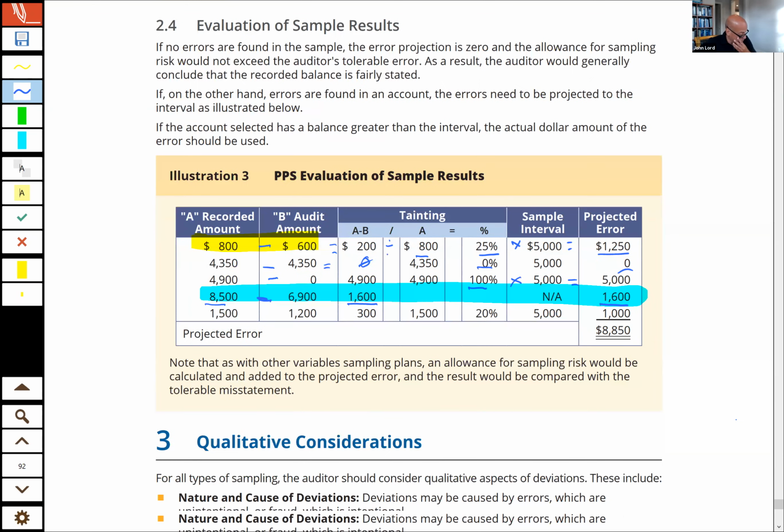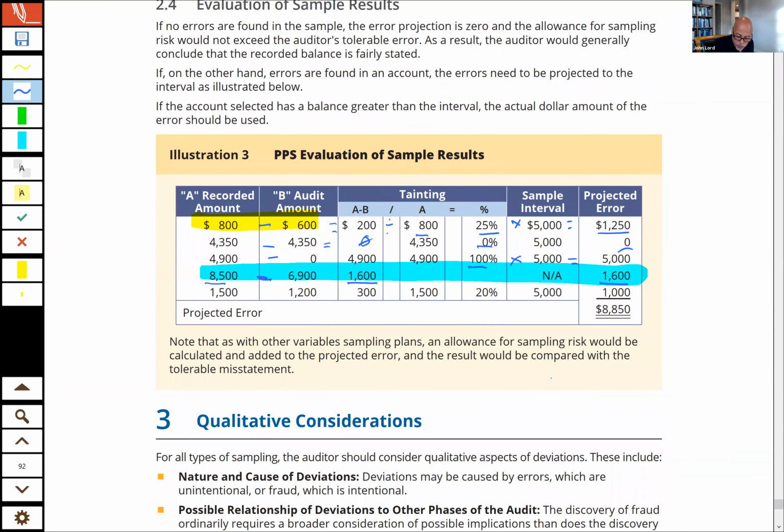Now, don't write this down because sometimes I think students get confused and they think I'm telling you this is the correct way of doing this. This is the way you don't do it. If you were to go ahead and do the tainting approach here, you would end up with a tainting rate of about 18.8%. And so if you took 0.188 and then you multiplied that by the interval of 5,000, the answer you would get would be 941.13 or something stupid like that.